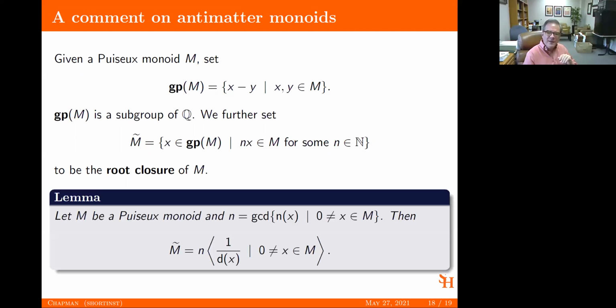And this is a really nice exercise. Given a Puiseux monoid, you can write its root closure down fairly easily. And here it is. If M is a Puiseux monoid and N is the greatest common divisor of the numerators of the elements in M, then the root closure is N times the Puiseux monoid generated by 1 over the denominators in M. So it's in some cases an infinitely generated Puiseux monoid.